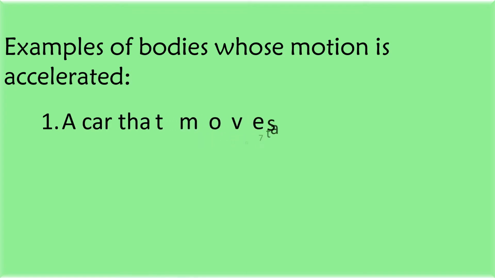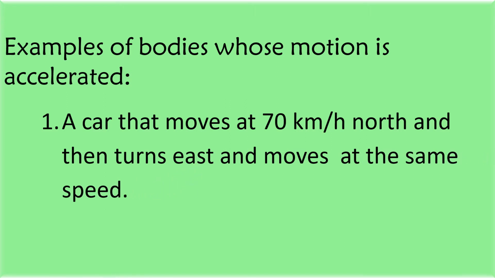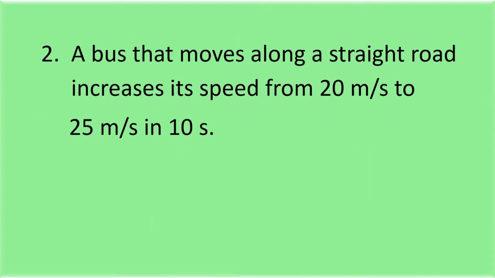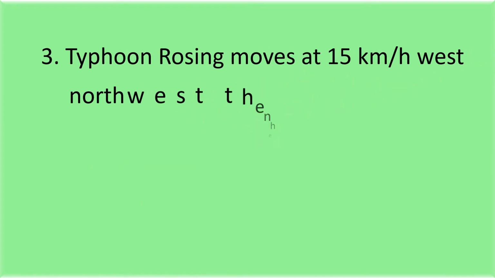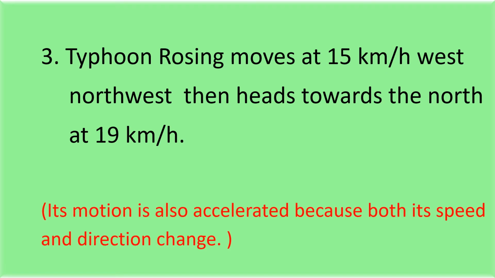Examples of bodies whose motion is accelerated. Number 1. A car that moves at 70 kilometers per hour north and then turns east and moves at the same speed. The car's motion is accelerated because its direction changes. Number 2. A bus that moves along a straight road increases its speed from 20 meters per second to 25 meters per second in 10 seconds. The bus changes in its speed, so its motion is said to be accelerated. Number 3 example. Typhoon Rosing moves at 15 kilometers per hour west-northwest, then heads towards the north at 19 kilometers per hour. Its motion is also accelerated because both its speed and direction change.